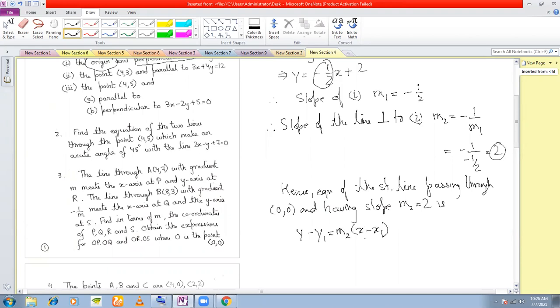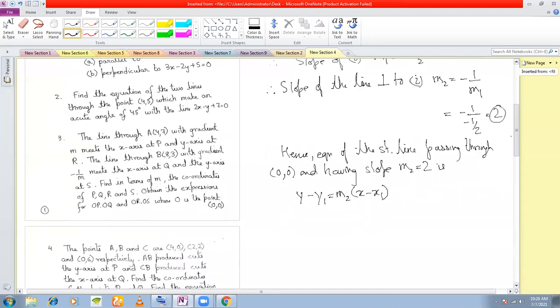Now here, remember, I am writing from the next step. I will not be writing all this. Okay. So y minus y1, what is y1? 0. What is m? This is 2, m2, and x1 is also 0. Right. So therefore, we find the equation of this line to be y is equal to 2x. That's it. Let's solve the first part of the problem.